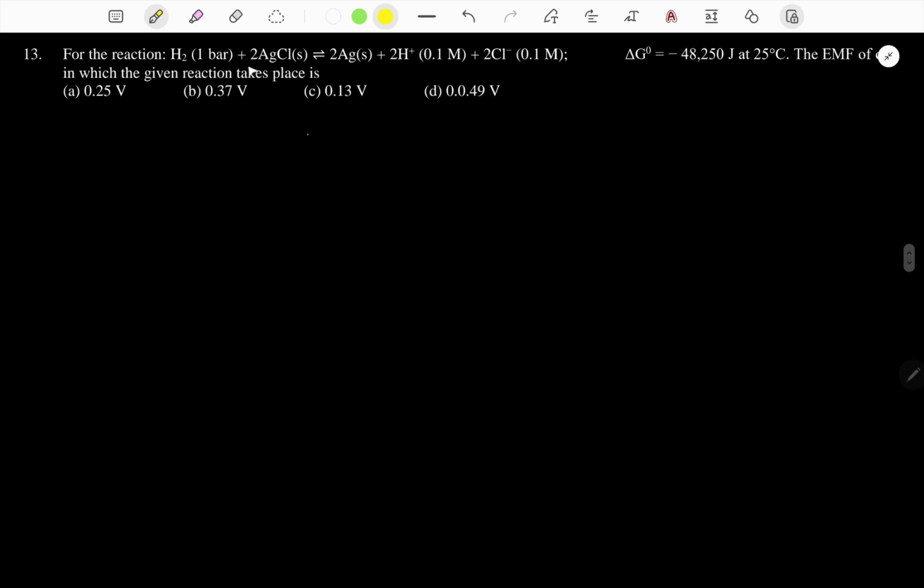For the reaction H2 (1 bar) plus 2AgCl gives 2Ag plus 2H plus (0.1 molar) plus 2Cl minus (0.1 molar). H plus concentration is 0.1 molar, Cl minus concentration is 0.1 molar. Now what have they given? They have given the delta G naught value of minus 48,240 joules at 25 degrees Celsius. Now we have to calculate the E value.